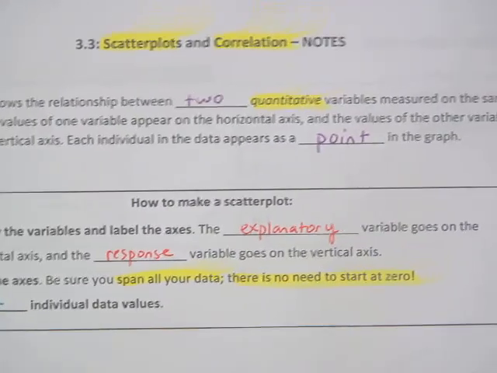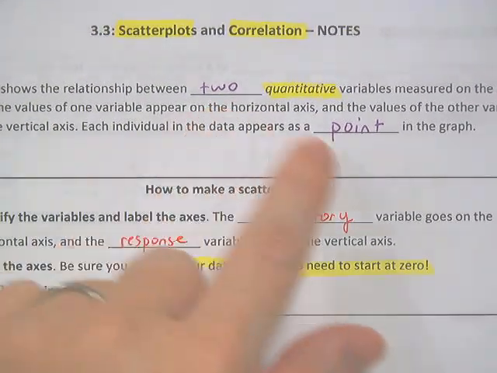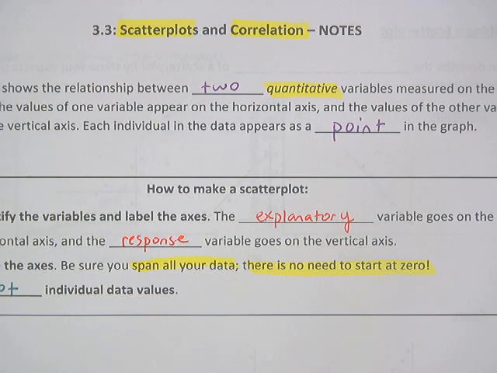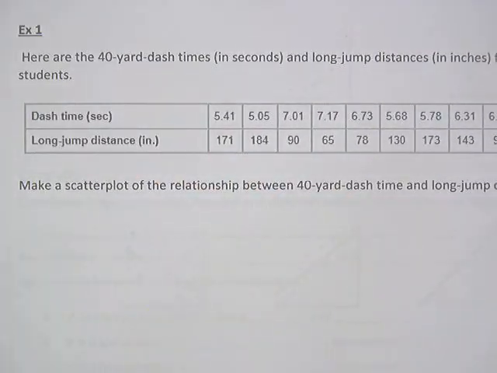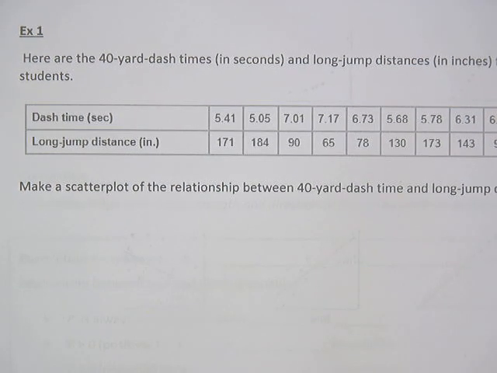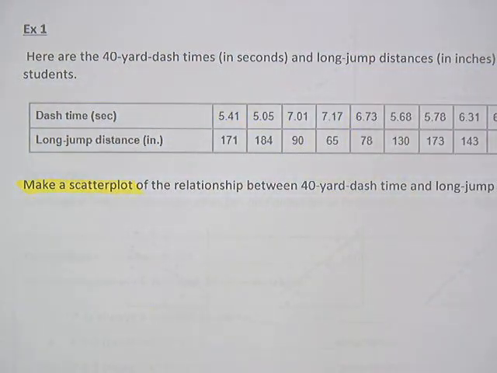And I'm just going to show these two blanks since I don't think the last recording got taken. So, okay, let's just practice here. We've got the 40-yard dash times in seconds and long jump distances in inches for a small class of 12 students. Make a scatter plot of the relationship between the dash time and the long jump distance.